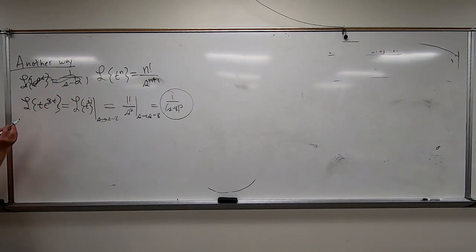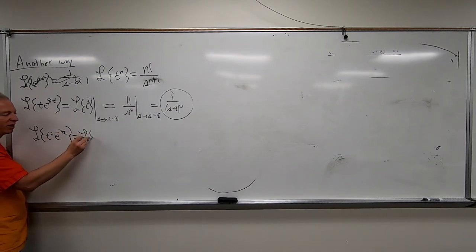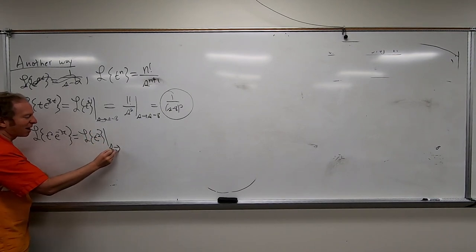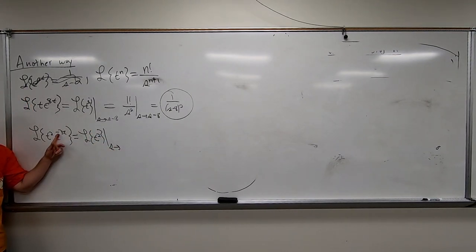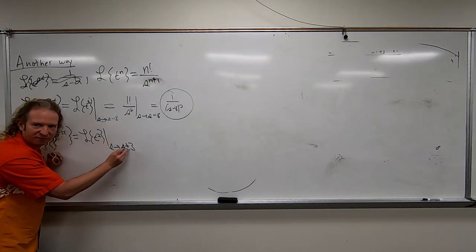Say I have Laplace of t squared e to the negative 3t. This would be Laplace of t squared. This is just a trick. And then it goes s, and then it's s minus whatever is here. But it's already minus, so what do you think it'll be? Plus. You can always do that.